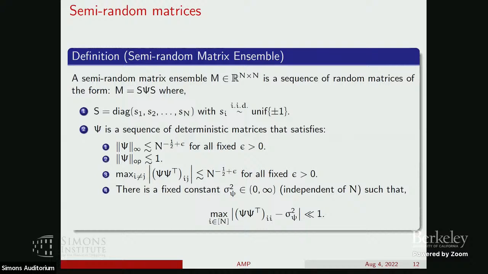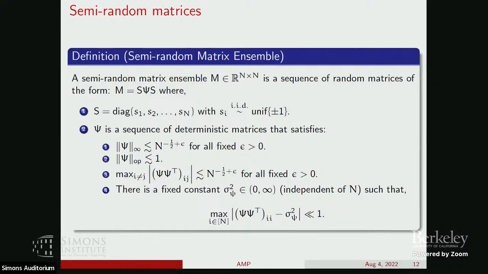So the ensemble that I'll consider is our class of semi-random matrices. We want M to be of the form S psi S. S will be the random part in our description, the random part of the semi-random ensemble. It's a diagonal matrix, and every entry is IID plus or minus 1. The matrix psi will be completely deterministic, so the ensemble has only order n bits of randomness.